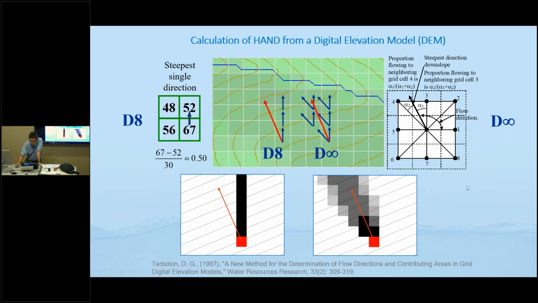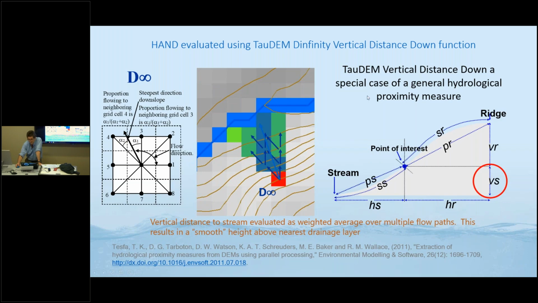So when you turn that around and think about height above nearest drainage, you're at a point on the hillside here, this blue dot, which would correspond to this red square here. And there are a number of quantities you might be interested in.